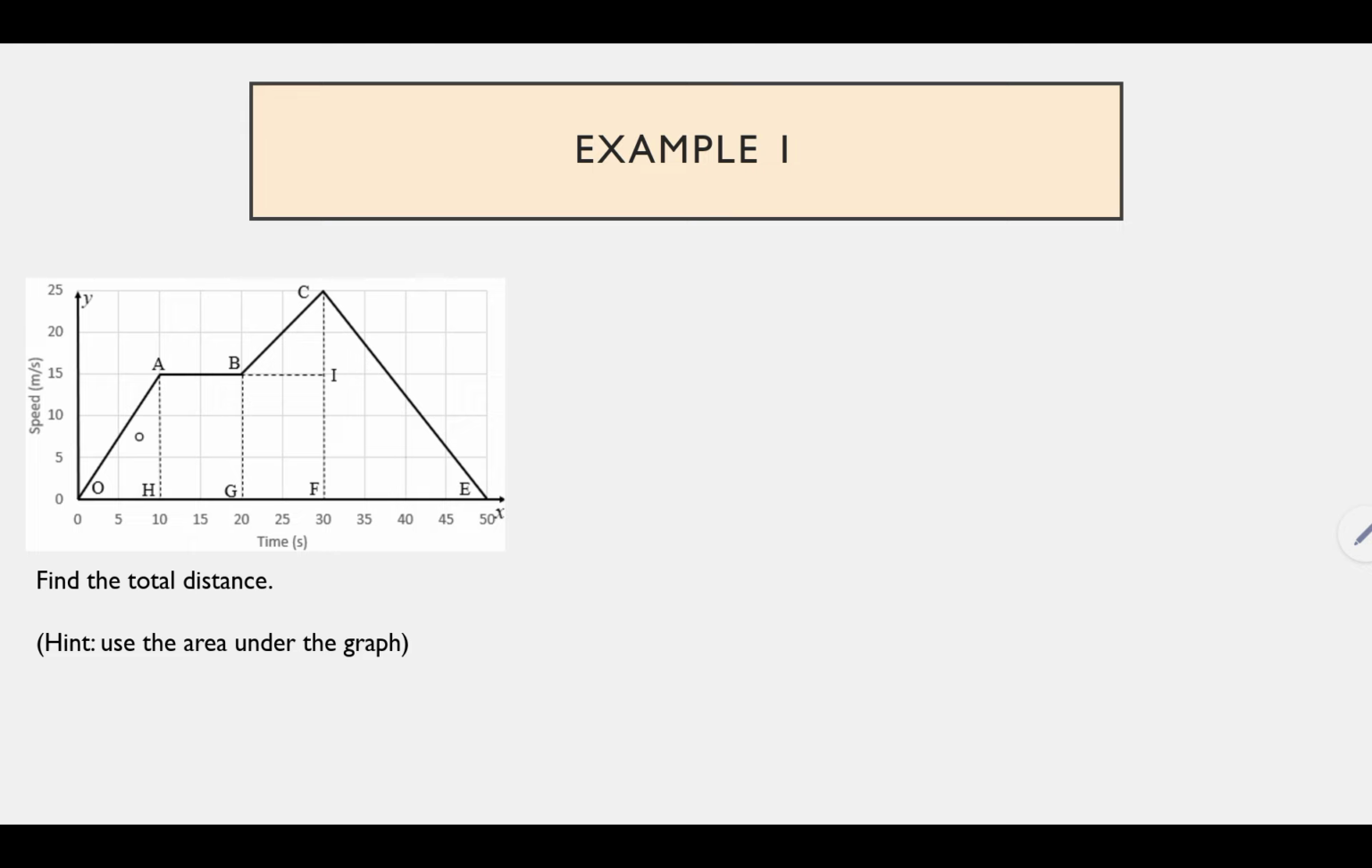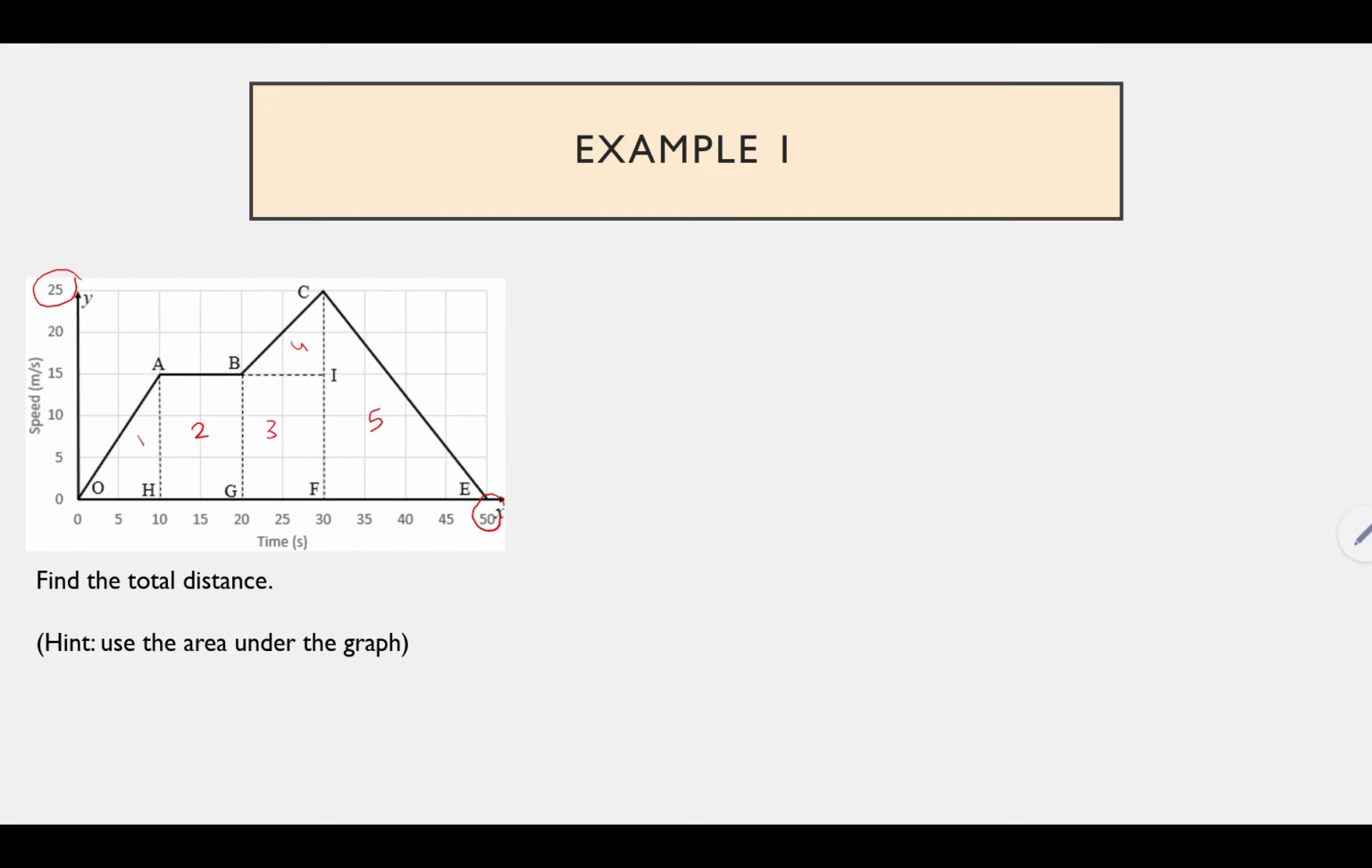We broke it down into how many? Into 1, 2, 3, 4, 5 diagrams. 1, 4, and 5 are triangles, right angle triangles. 2 and 3 are rectangles. So let's get the total distance. Can't I just say speed 25 and time is 50, and distance is equal to speed times time, which is 25 times 50? No, you cannot. You have to break down your graph.